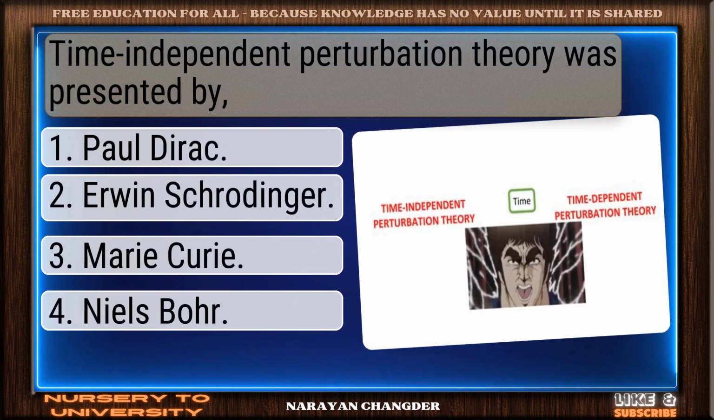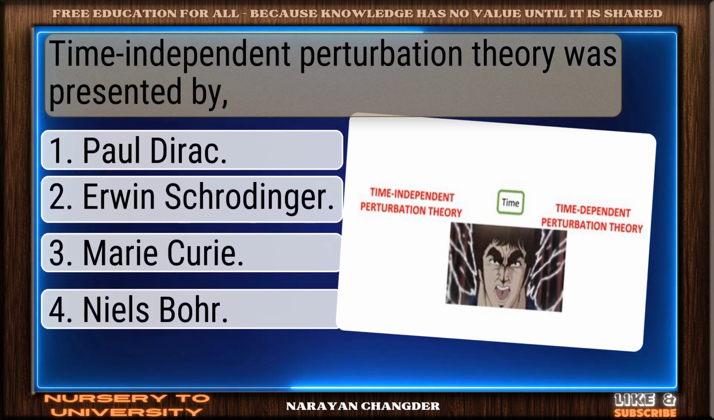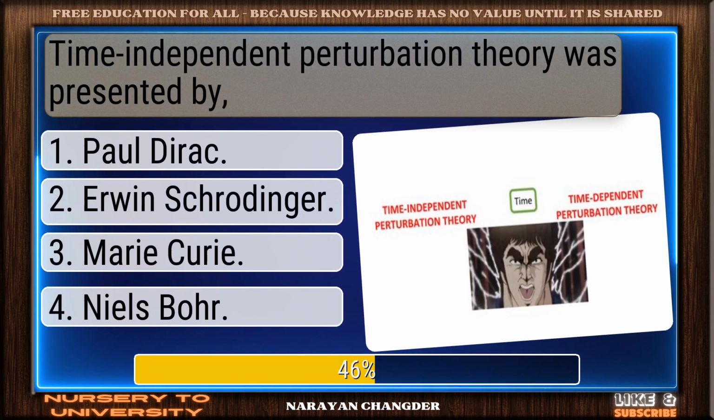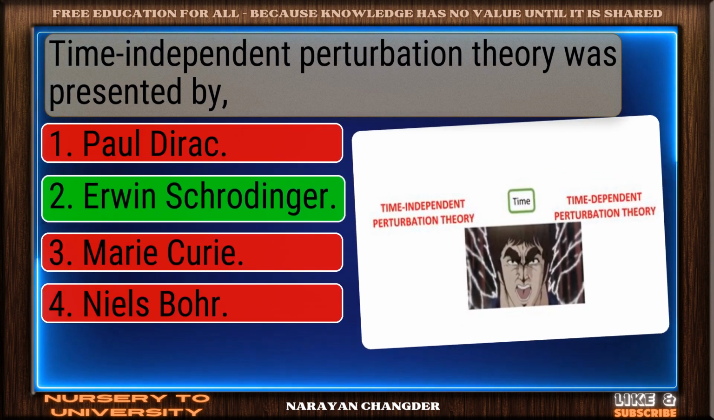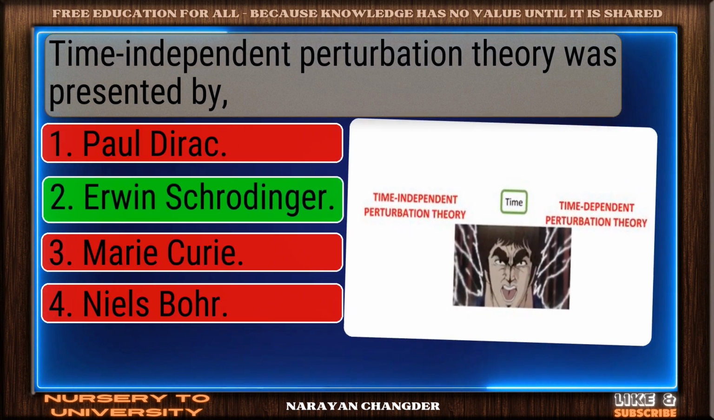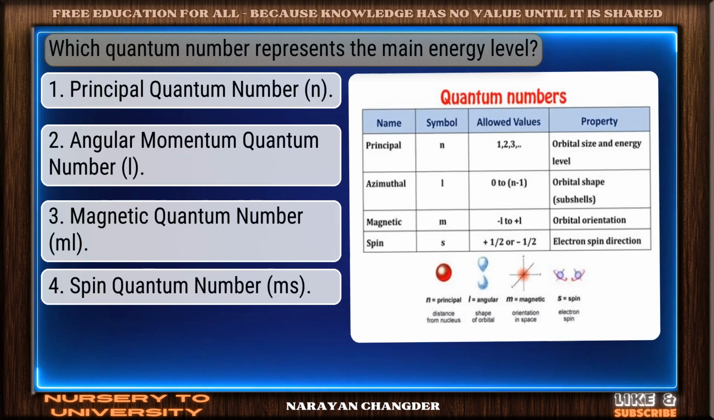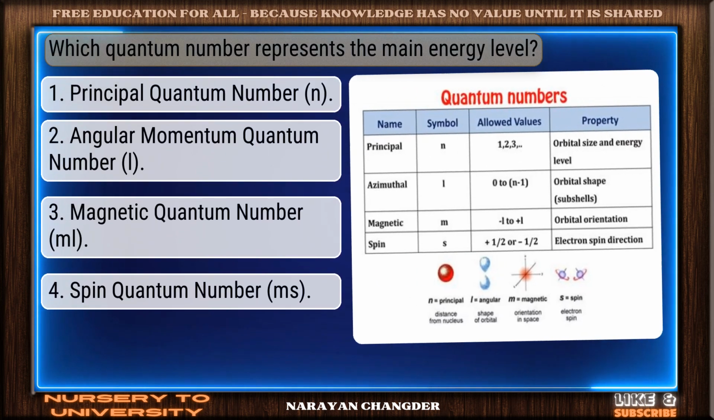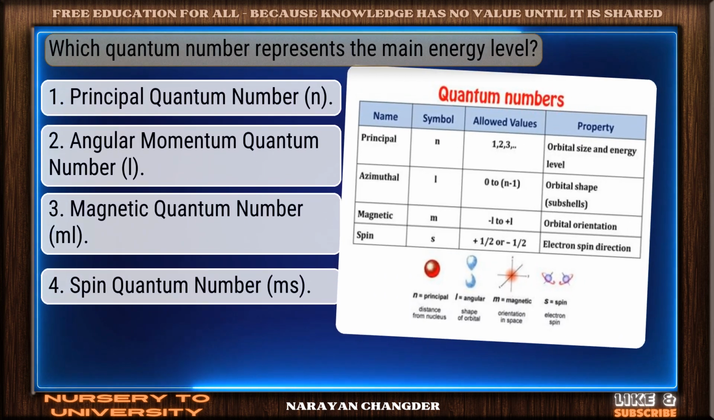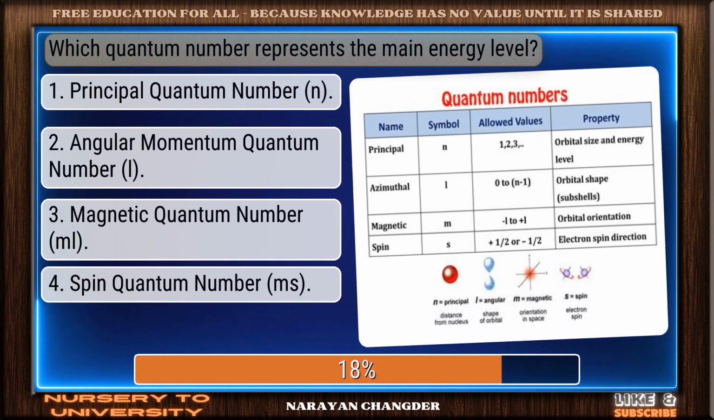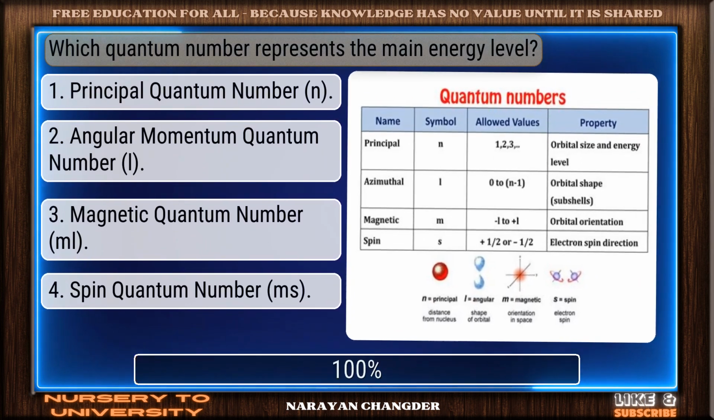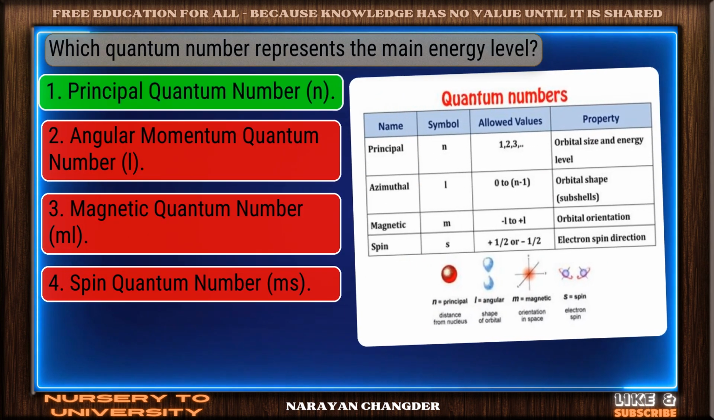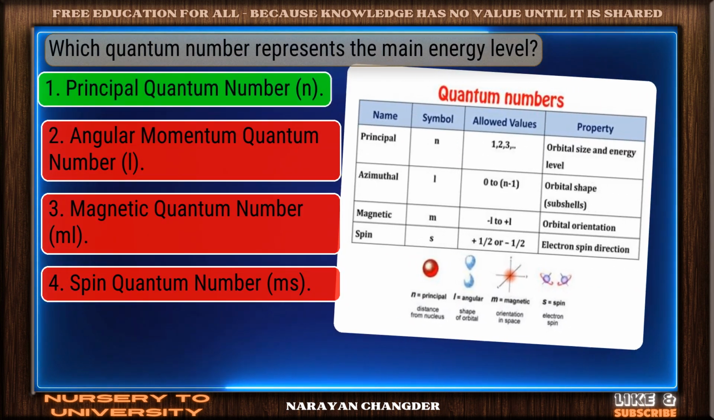Question number 3. Time-independent perturbation theory was presented by Erwin Schrödinger is the right answer. Question number 4. Which quantum number represents the main energy level? Solid response. Principal quantum number is a valid choice.